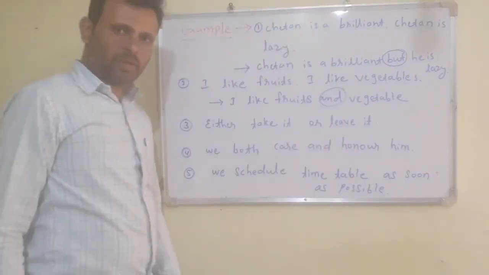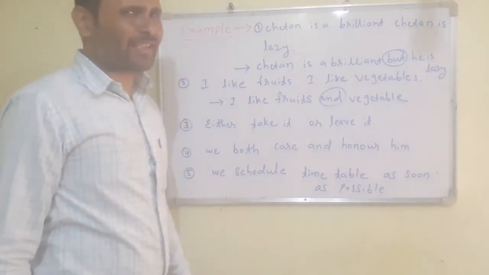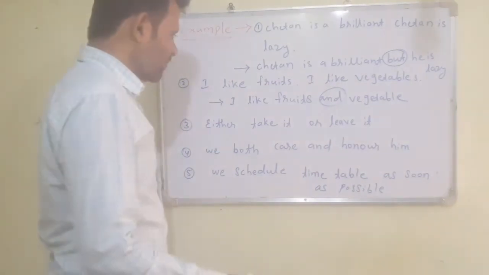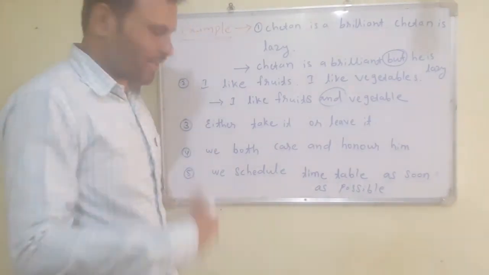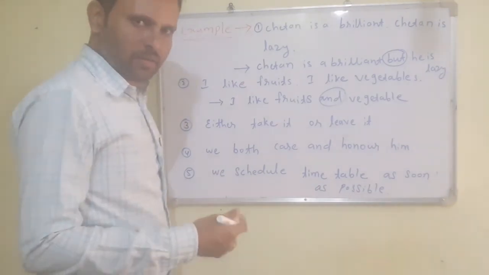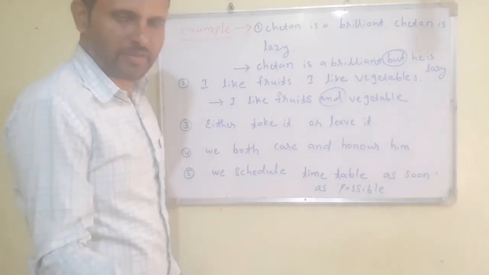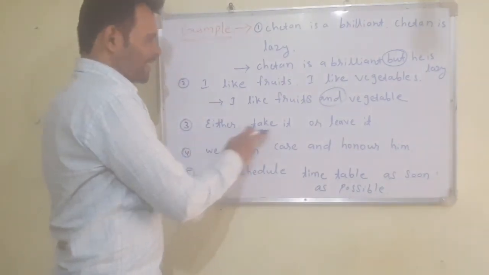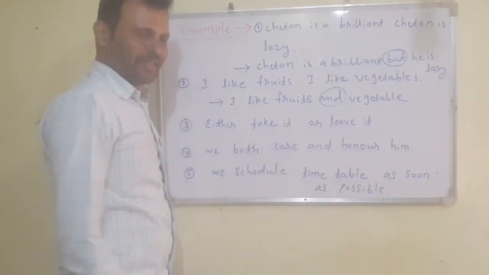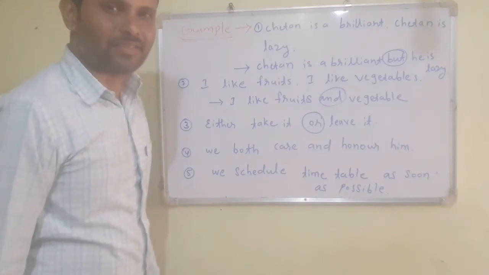Sometimes, whatever we want to give, people do not accept. For example, if we are giving a gift, they may want to reject it. Then what do we say? If you want, take it or leave it. With the help of a conjunction, we make it short: either take it or leave it. Here or is a conjunction.